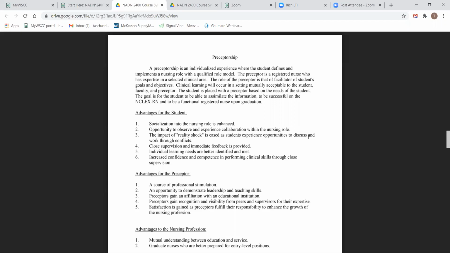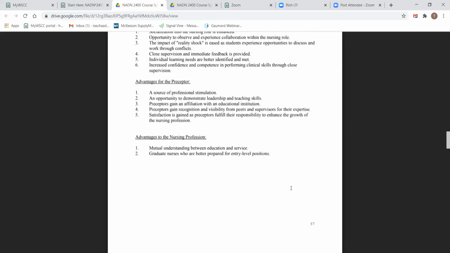Your confidence and your competence is what we're trying to get to increase. Advantages for the preceptor: they're a source of professional stimulation, and have an opportunity to demonstrate leadership and their teaching skills. The preceptors gain an affiliation with an educational institute, and they gain recognition and visibility from their peers and their supervisors for their expertise. They gain satisfaction as preceptors, fulfilling their responsibility to enhance the growth of their nursing profession. So it is very helpful for everyone.